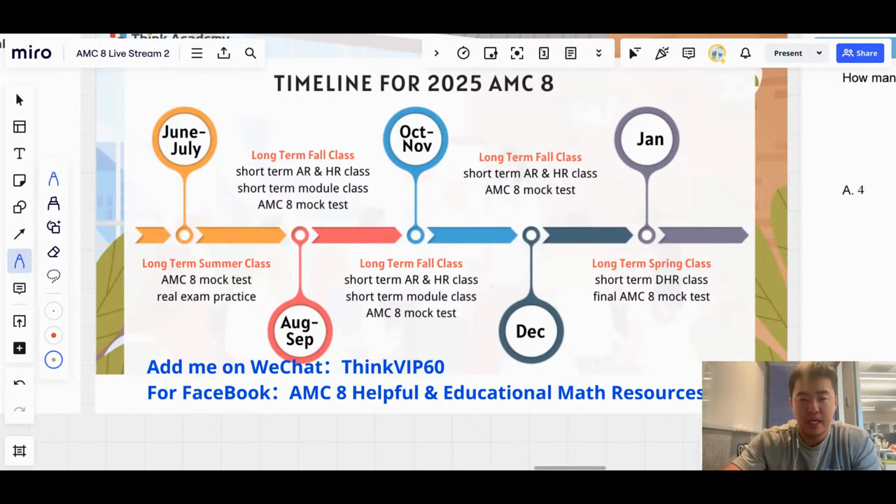We have the mock test and the third round of AR/HR, and as we get ready for the test in mid-January, before that, we will offer you a short-term DHR class. That's for students who are aiming for the Distinguished Honor Roll. In this class, the main focus will be on the last 3 to 5 problems, and there will be our final round of AMC8 mock test.